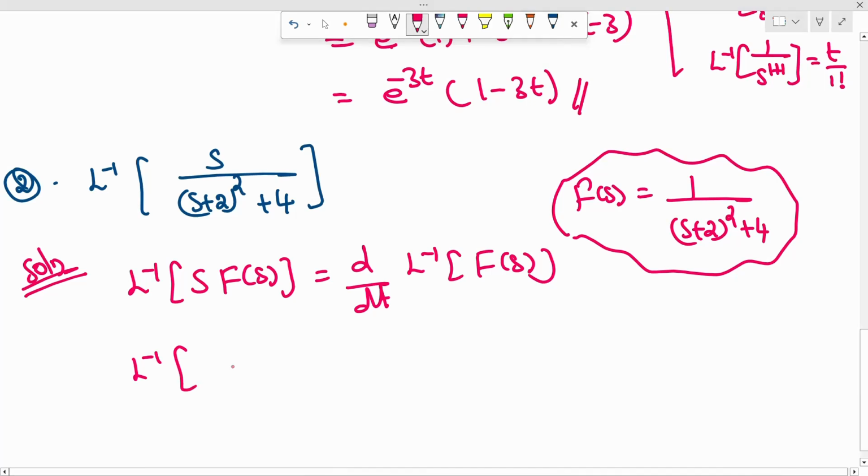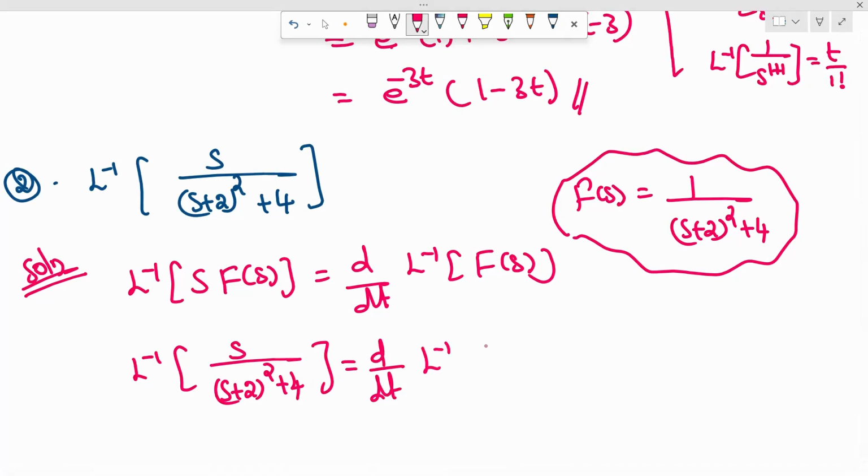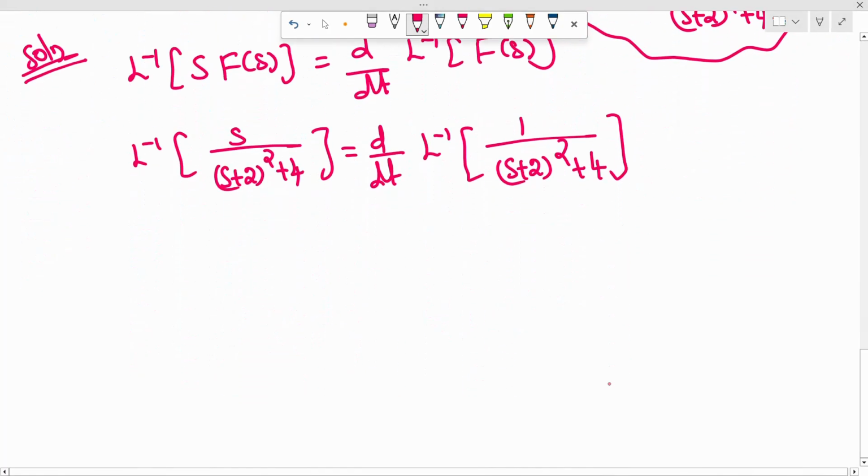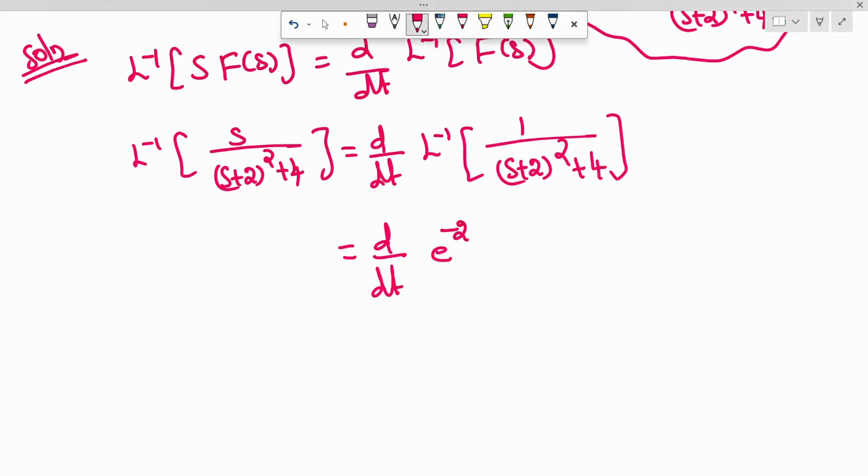Now we can write L inverse of s by (s plus 2) whole square plus 4 equal to d by dt of L inverse of f of s, where f of s is 1 by (s plus 2) whole square plus 4. Now we apply the L inverse formula here. First we have to remove this plus 2. To remove it, we write e power minus 2t into L inverse of 1 by s square plus 4.